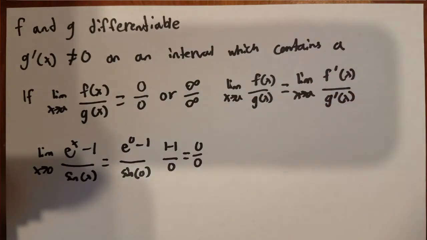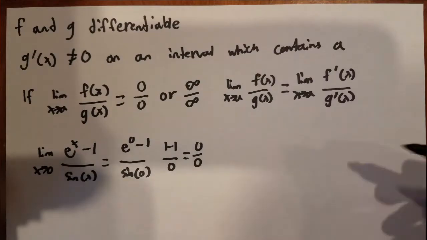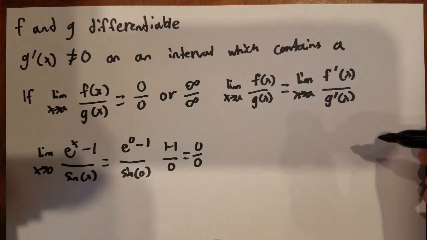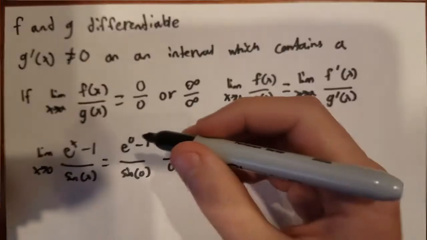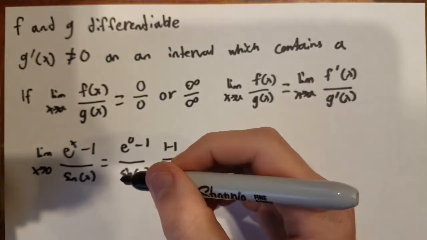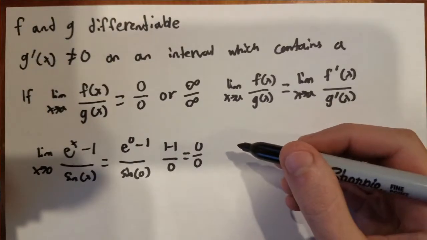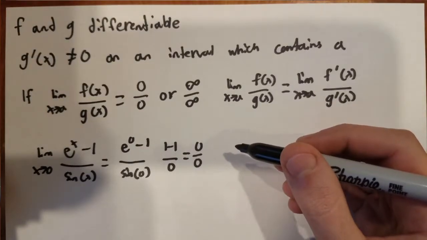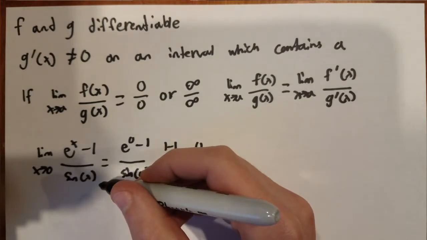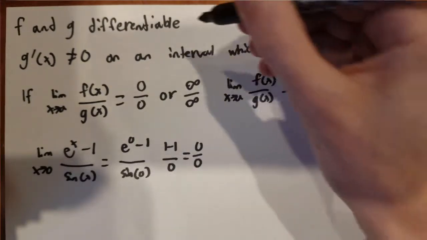But first things first, we have to check our conditions. So we have to check, are f and g both differentiable? So in this case, it's in the form f of x over g of x, so our f of x is e to the x minus 1. So e to the x minus 1 is differentiable everywhere, so that works. And our g of x is sine of x, which is also differentiable everywhere, so f and g are both differentiable.